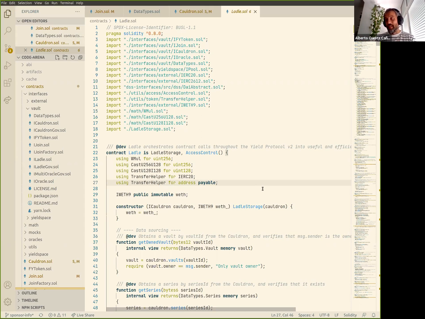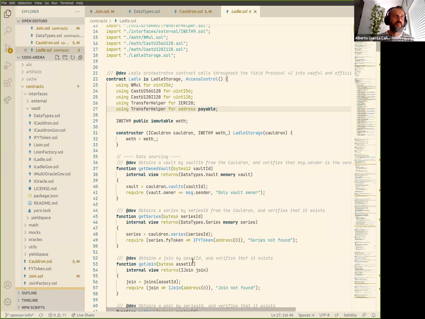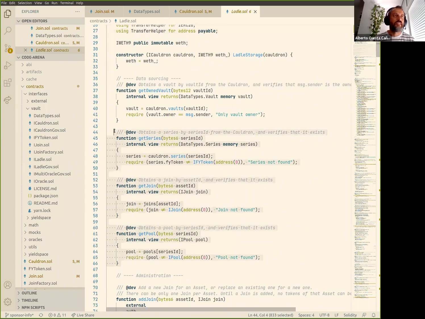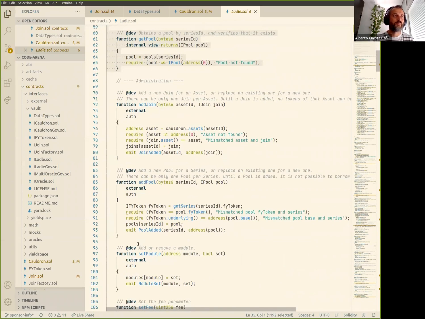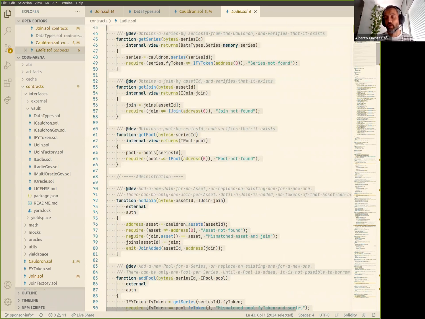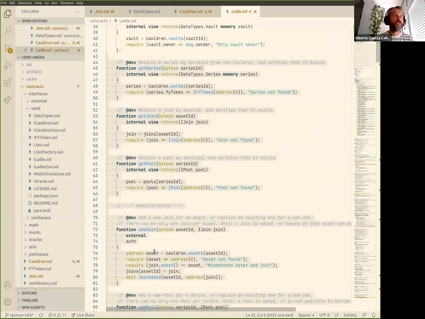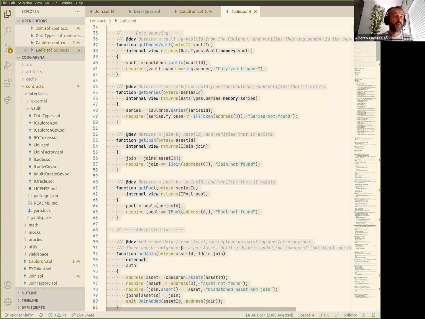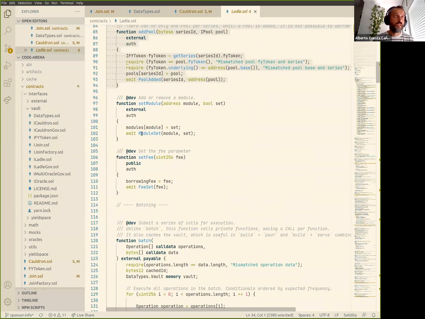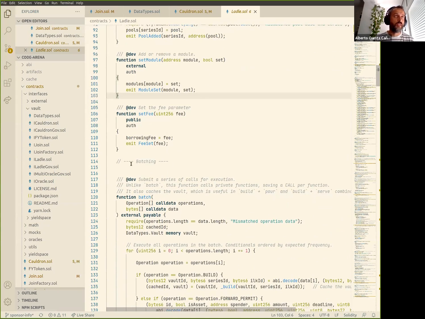But to balance that out, we have the batching mechanism. So this is the administration of the registries, which just keeps the joins and the pools. This is for getting them. This is for setting them. So you can add joins and pools. I haven't talked about the pools, but they are like Uniswap pools where you trade between an underlying and an FYToken. I will get into them. So yeah, this is administration of the ladle by adding and retrieving pools and joins. I can skip them. I will go into modules later.